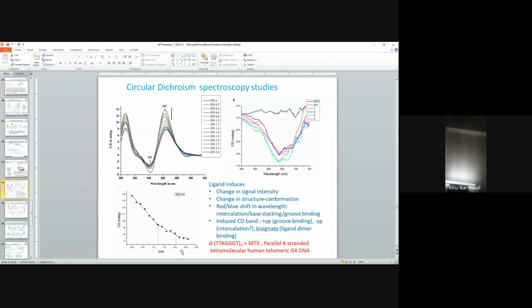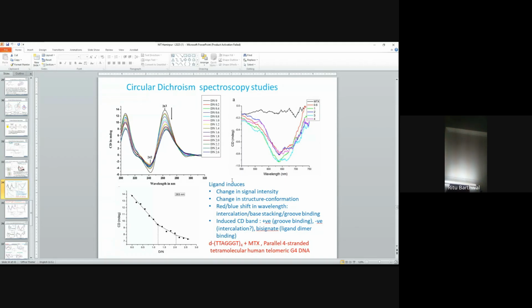Now, theory tells you that if you have a large positive CD band in duplex DNA, you have groove binding. If you have intercalation, then you will get a small negative peak. And if you have a dimer which is binding, then you will get one positive and one negative peak. But the rules in quadruplex DNA have not been worked out very well. Theory is not so well defined.